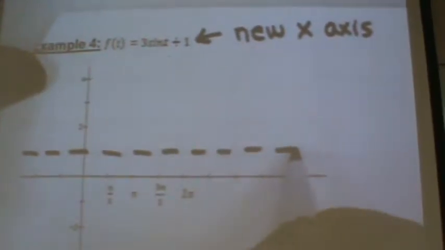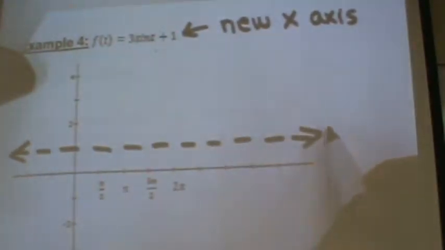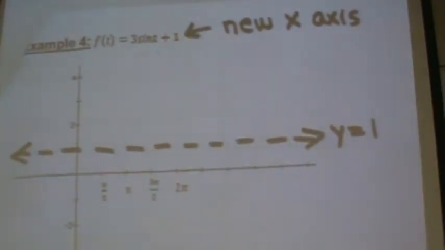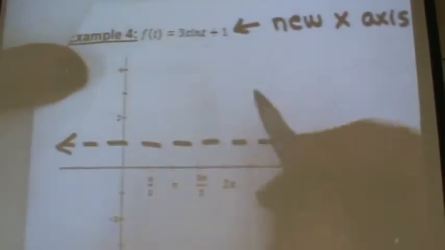All right, so now we're going to start to see something else added. Not only do you have a vertical stretch, but now we are doing what to this problem? What do you think that +1's going to do? Shifting. It's going to shift your graph 1 unit up. So this is going to be your new x-axis. I want you to make a broken horizontal line at y equals 1. That's your new x-axis.